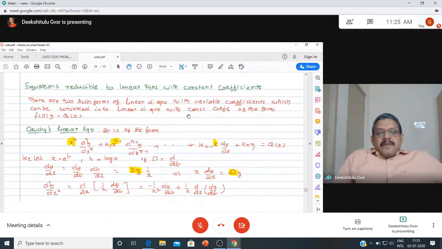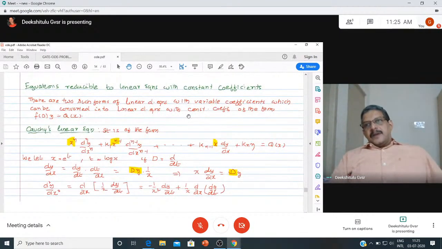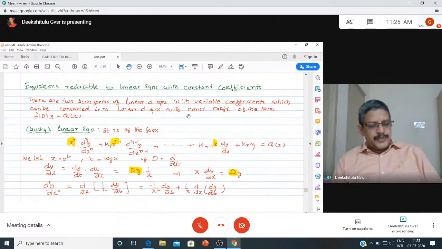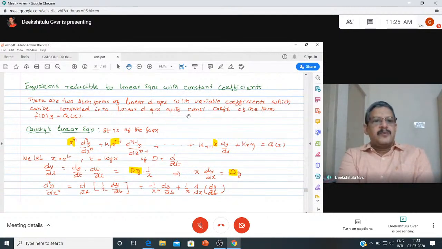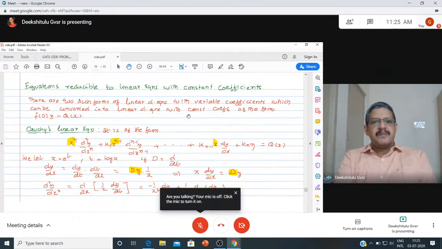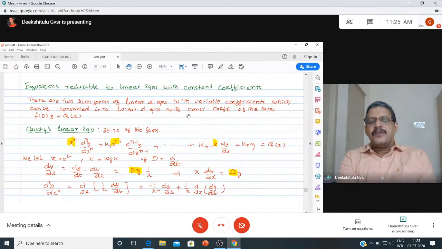So till now we have considered equations with linear, constant coefficients. Sometimes there are particular types of differential equations with variable coefficients that can be converted into constant coefficients equations. There are two such forms of linear differential equations with variable coefficients which can be converted into linear differential equations with constant coefficients of the form f of D y is equal to Q of x.